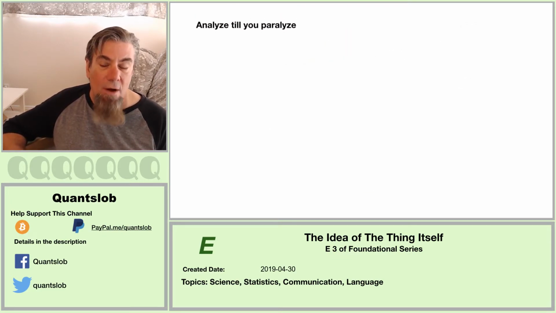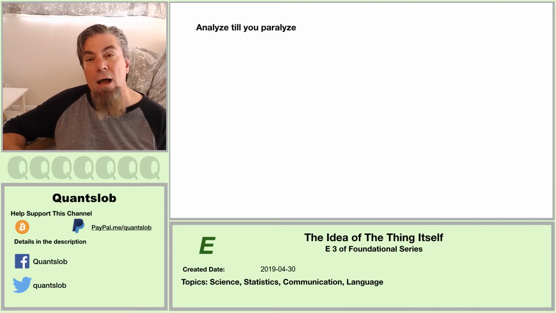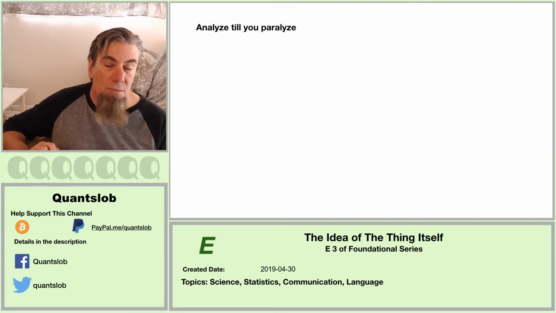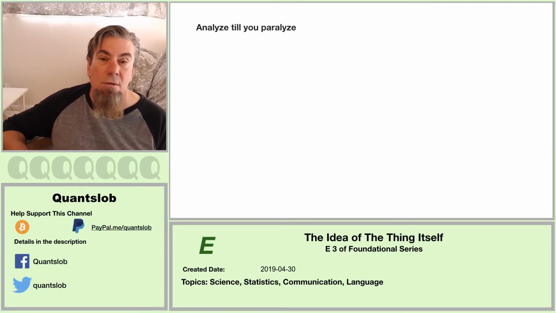Aside from costing friends and possible employment, excessive deconstruction can often lead to something many of us are very familiar with. Analyze till you paralyze. If we keep drilling into the meaning of something, we can become so mesmerized by the space of possibilities that we just never take action.